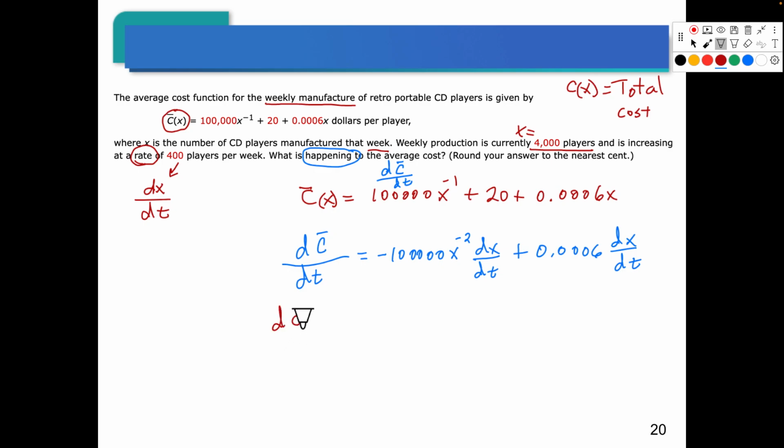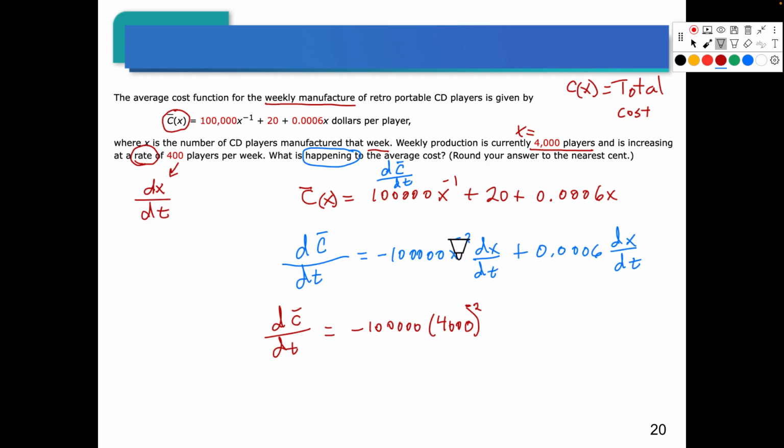The derivative of average cost with respect to time is negative 100,000 times, this is x, 4,000, oh man, I think I forgot to square it when I was working it this morning. But anyway, squared, right? Sorry, to the negative 2. But I think I forgot to do that part.